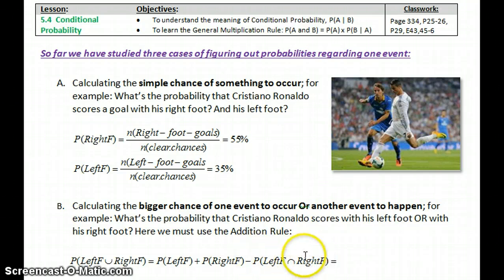But here, these two are disjoint events because, of course, he cannot score with both feet. So going back to the question, what is the probability that he scores with his left foot or his right foot? It'll be 35% plus 55%, and so the total probability is 90%. So the addition rule definitely makes us expand the chance of one event happening.